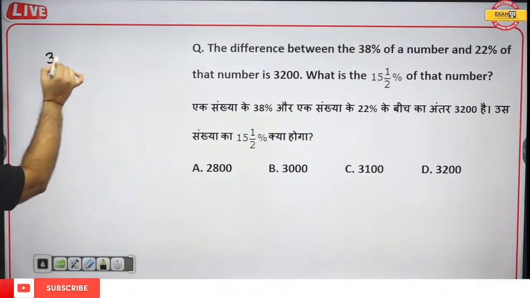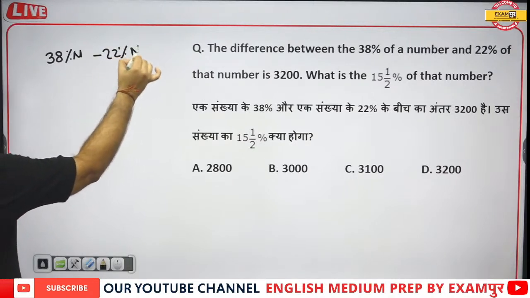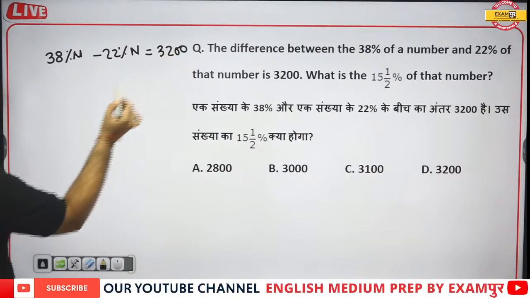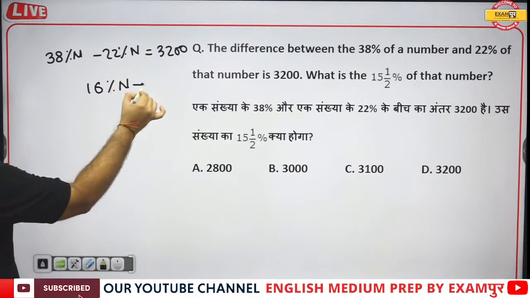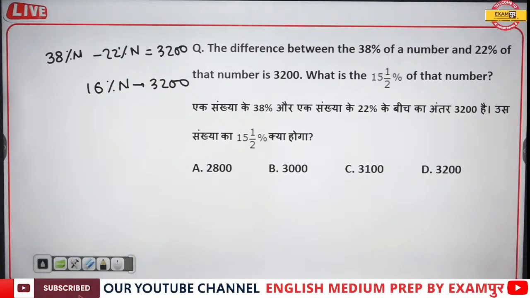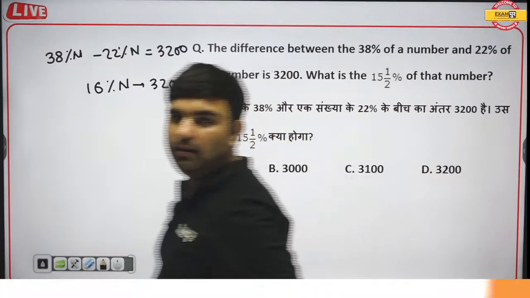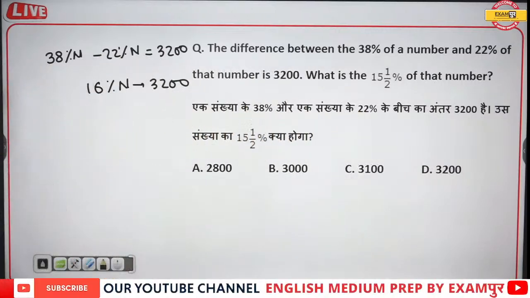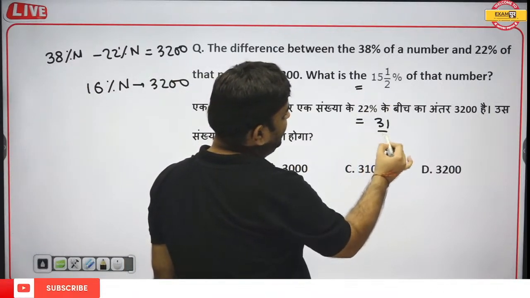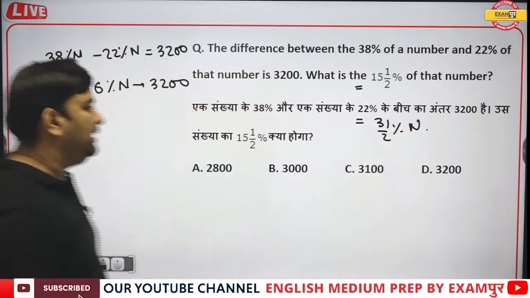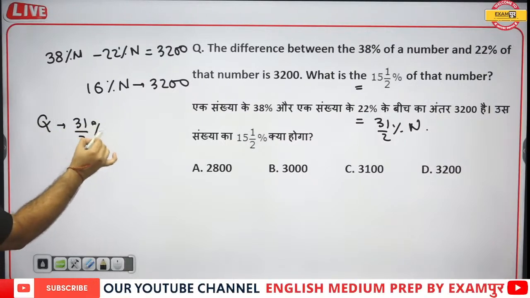The difference between 38% of a number and 22% of a number is 3200. So 8 minus 2, 6, 3 minus 2, 1. 16% of the number is 3200. What is 15 by 2 divided by 3? I think this is 31 by 2% of the number. They are asking us what is 31 by 2% of the number.